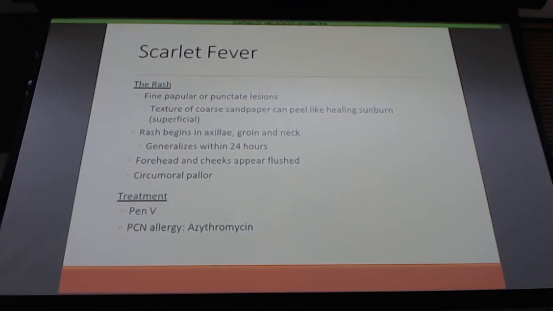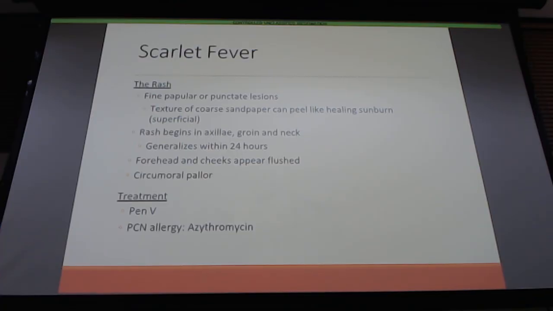Look at where it starts. Axilla, groin, and neck. Axilla, groin, and neck is usually where this thing starts. The other ones that we've talked about have been like outer arm, face, and work their way down. This one's axilla, groin, and neck.